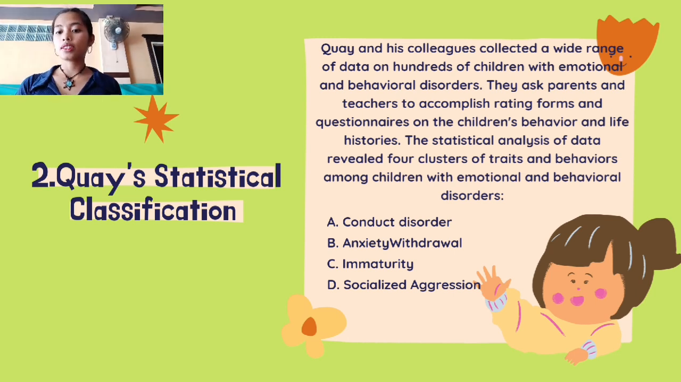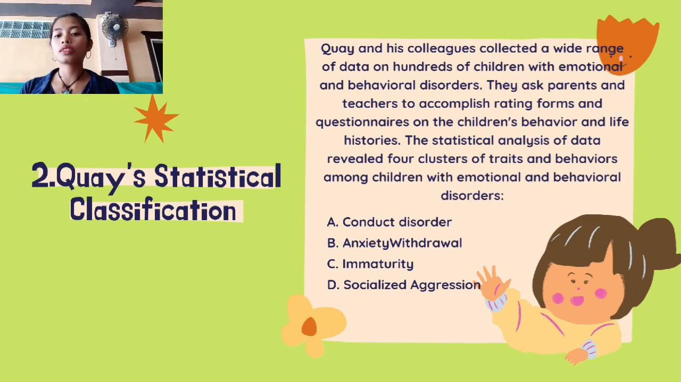And now let us proceed to the second system of classification, which is Quay's statistical classification. Quay and his colleagues collected a wide range of data on hundreds of children with emotional and behavioral disorders. They asked parents and teachers to accomplish rating forms and questionnaires on the children's behavior and life histories. The statistical analysis of data revealed 4 clusters of traits and behavior among children with emotional and behavioral disorders.